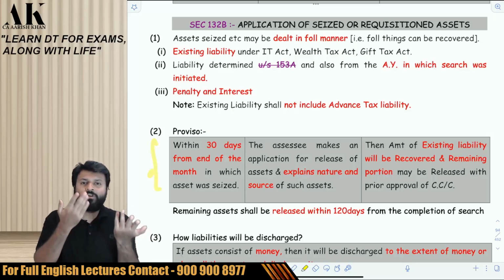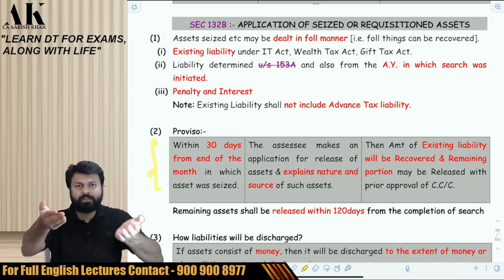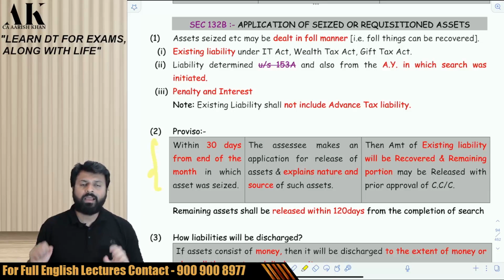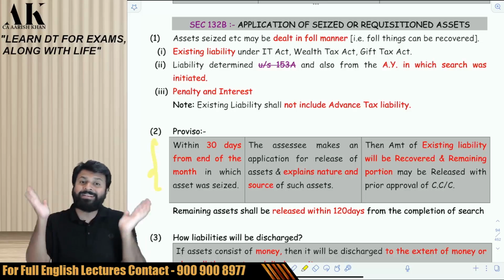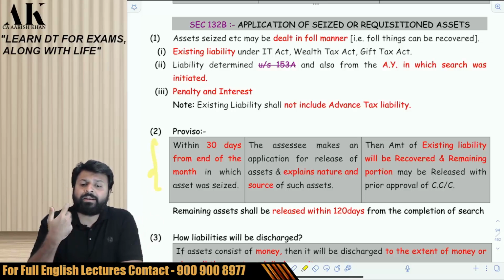Suppose assets are seized on 15 July. Then you have 30 days from the end of July. That is till 30th August. You can come to us. You can come to the department and explain the nature and source. And we will return you your assets after taking the existing liability. We will not fully return. We will recover the existing liability and return you the remaining assets.